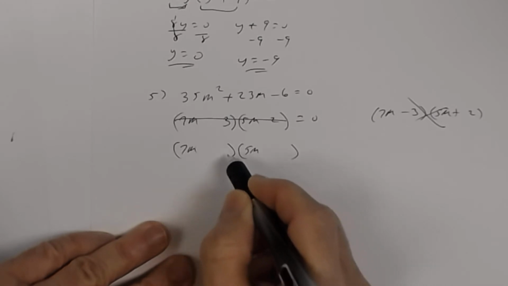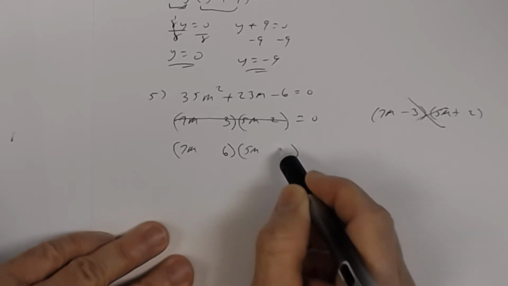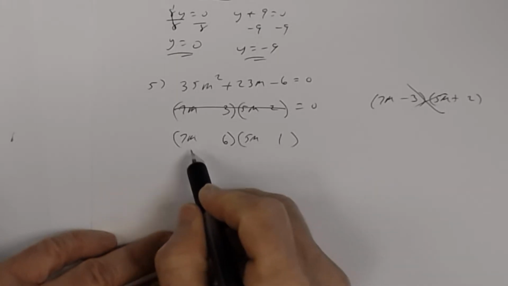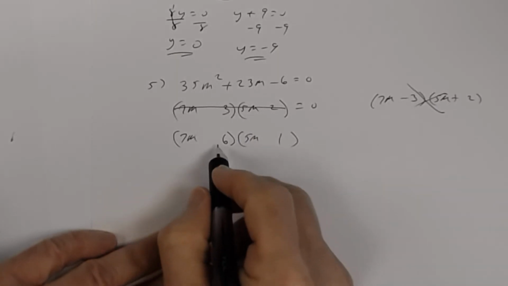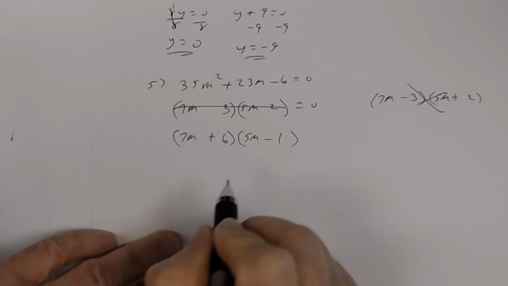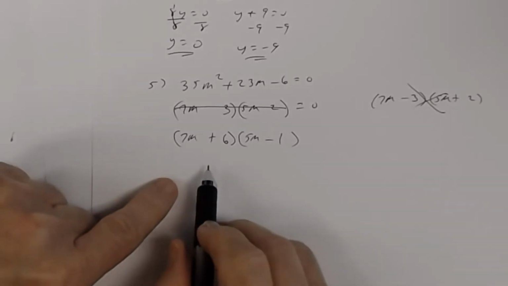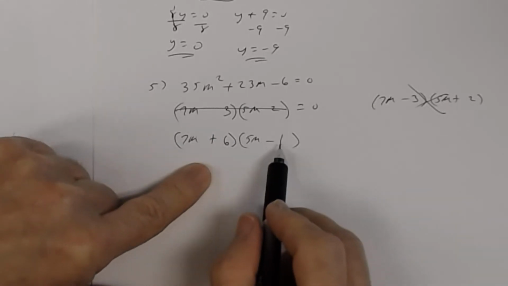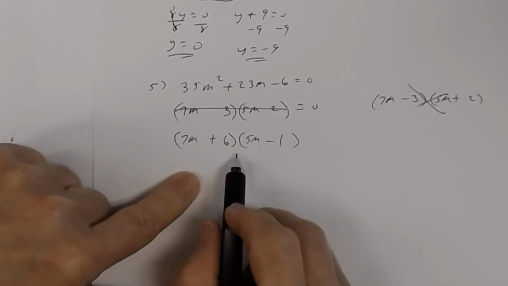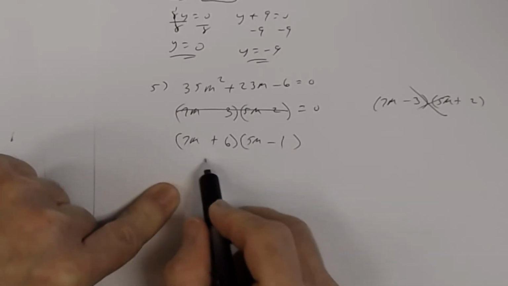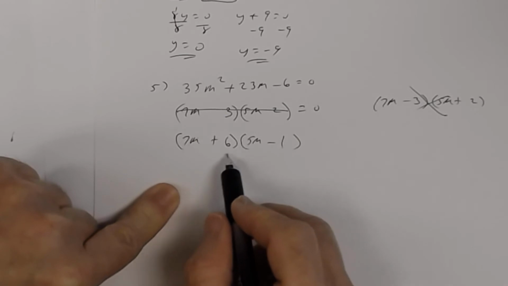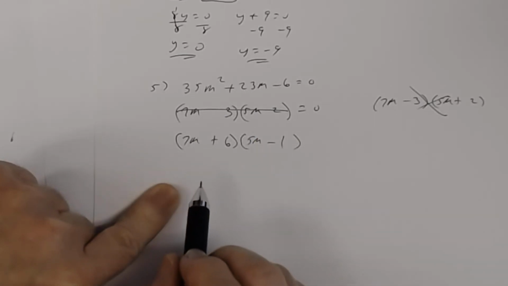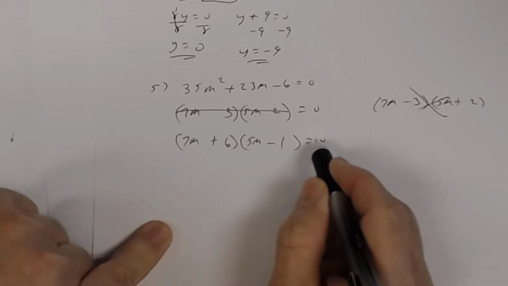This time, let's put the 6 here, and let's put the 1 here. So we're going to try 6 and 1. And let's see, that's a 30, and that's a 7. Okay, so that's going to work. So this is going to be the positive, this is going to be the negative right here. So let's check it. 7m times 5m is 35m squared. A positive 6 times a negative 1 is a negative 6. The outer is a negative 7m. The inner is a positive 30m. I'm going to add them up. I get 23m. Okay? All right, so don't forget, you must say equal 0.